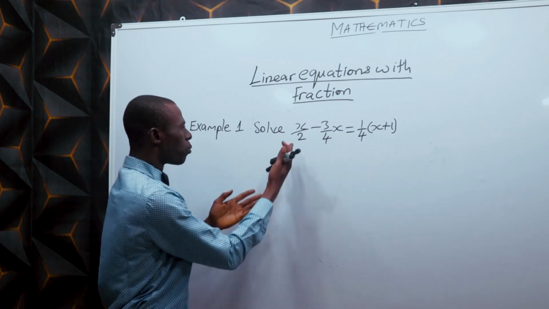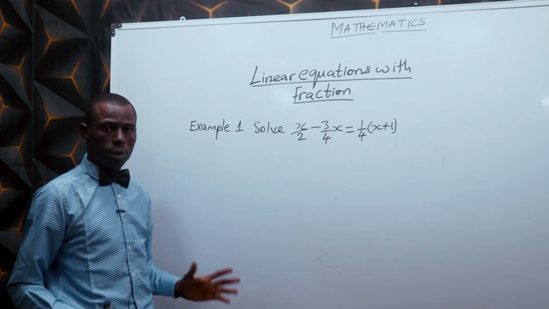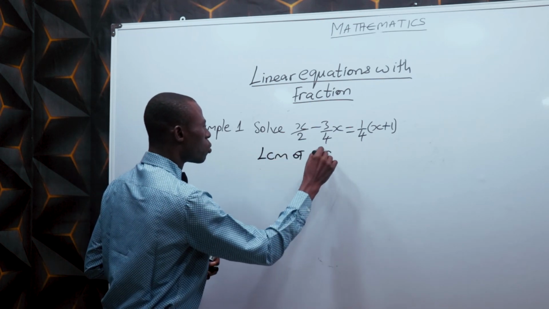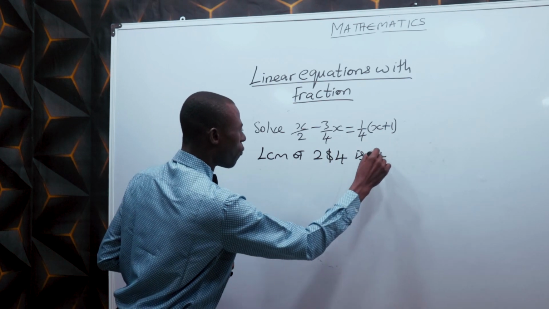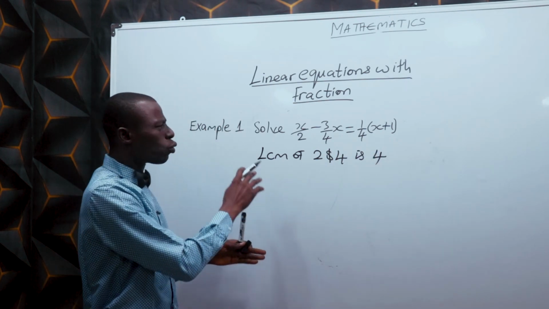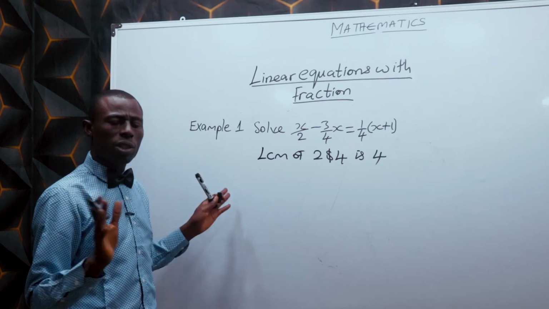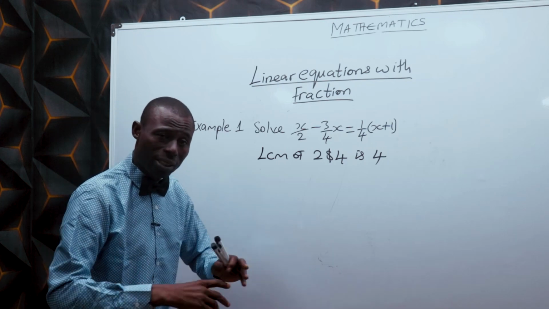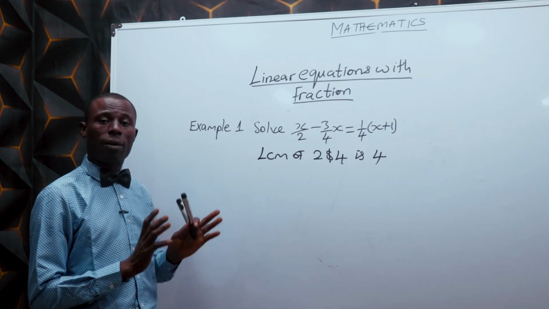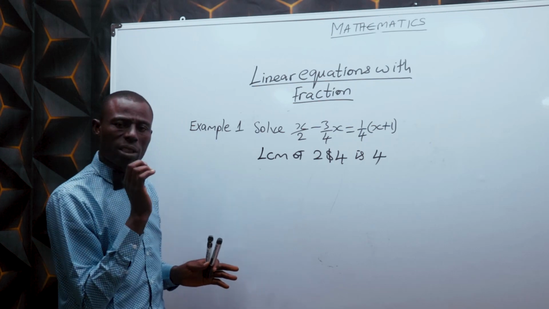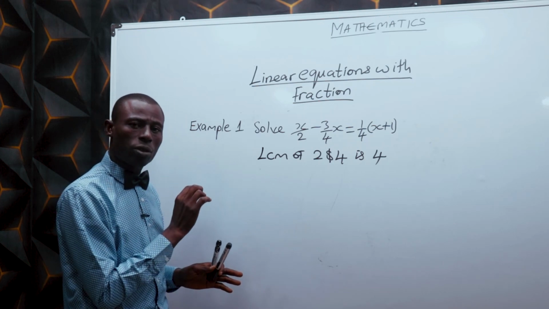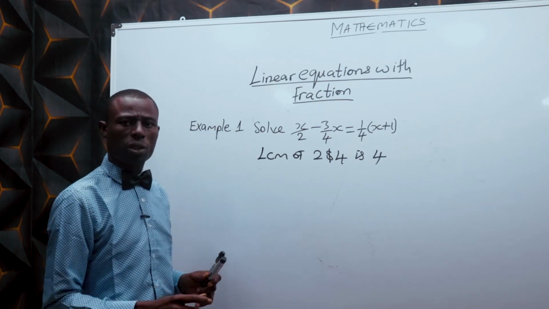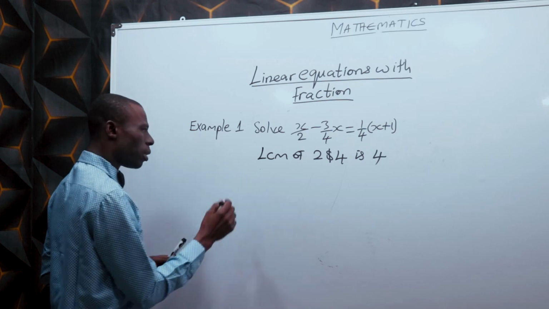What is the LCM of 2 and 4? Simple. The LCM of 2 and 4 is 4, so use that 4 to multiply each term in the equation. That is what we mean by clearing the fraction, whether linear equation or any other types of equation. That is how to clear fractions. Find out what is the LCM of the denominators of the fractions. Use that LCM to multiply each term in the equation. And there you are. So let's go.